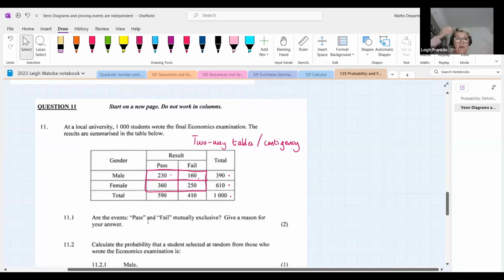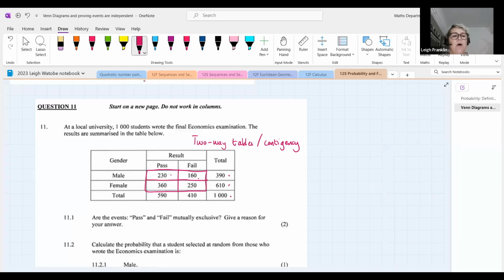So they give us these tables, and now they're asking us a question. The first question is, are the events pass and fail mutually exclusive? Give a reason for your answer. So what do you think, Matrix? Are the events pass and fail mutually exclusive? What do you think?